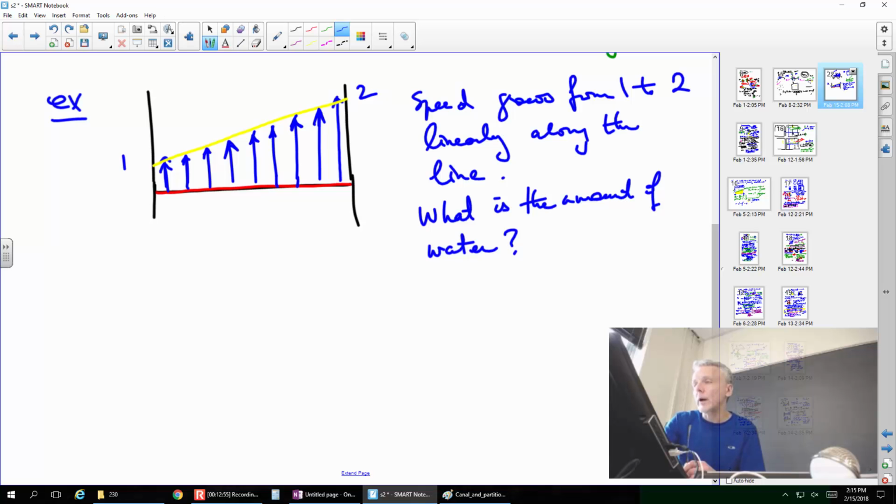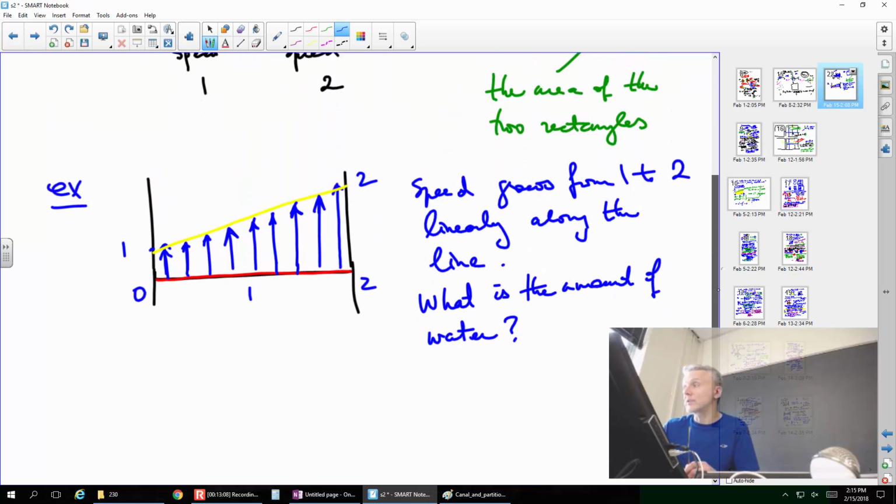And so suppose we have, once again, this is the y-axis, this is 1 over here on the y-axis, 2 on the y-axis. On the x-axis, we run from 0 to 1 to 2 again. Okay, so what is the answer?